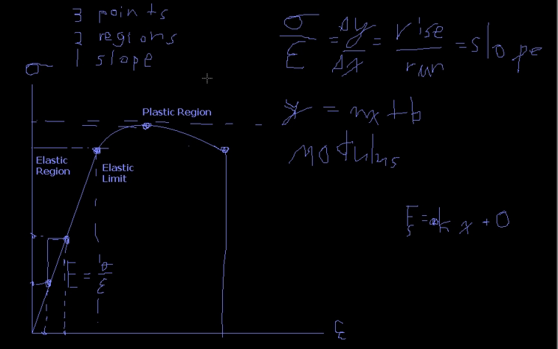And then we said that the slope of this line is equal to y equals mx plus b, m, the modulus, the elastic modulus, or sigma over epsilon. That's our slope of this line. So that's the main things I wanted to cover in this video. In the next video, I'll show you a couple basic graphs as well as a quick example problem.